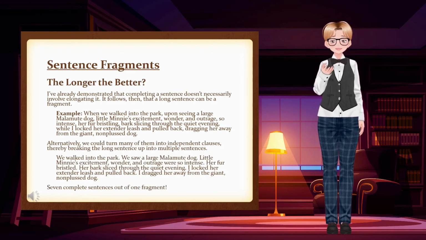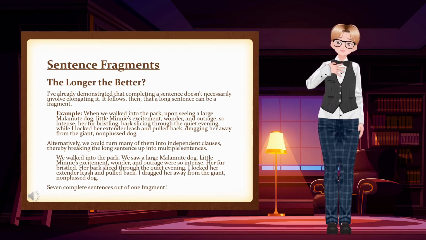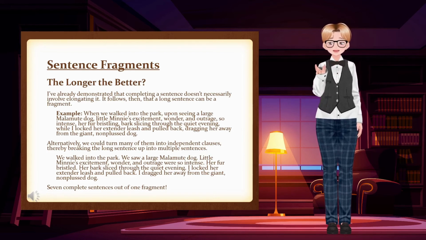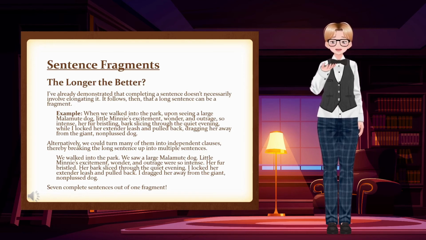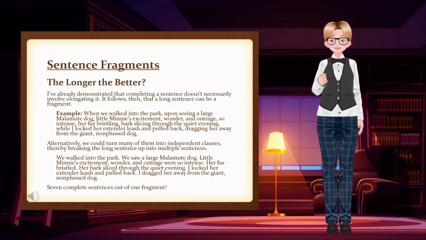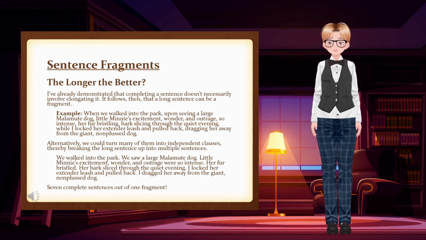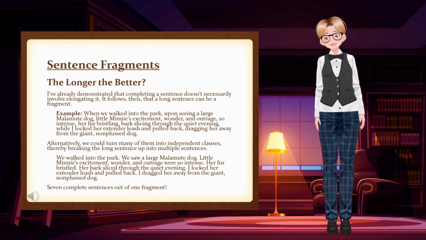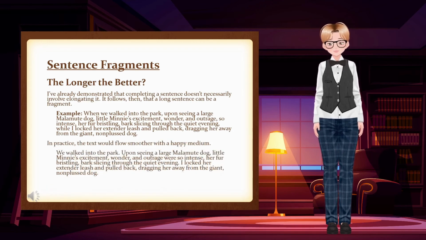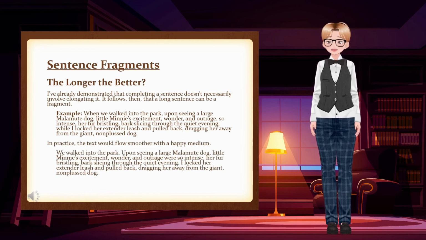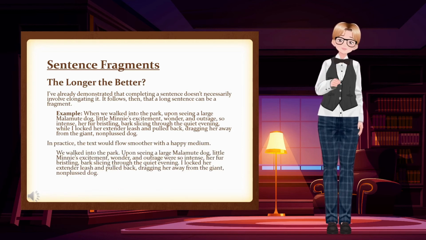We walked into the park. We saw a large Malamute dog. Little Minnie's excitement, wonder, and outrage was so intense. Her fur bristled, her bark sliced through the quiet evening. I locked her extender leash and pulled back. I dragged her away from the giant nonplussed dog. 7 complete sentences out of 1 fragment? In practice, the text would flow smoother with a happy medium.